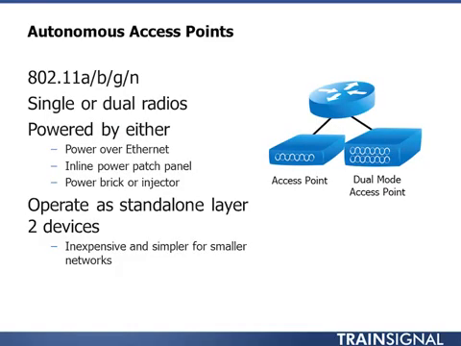Now, if we look at the basic architecture of an autonomous mode access point, depending on the model that you've acquired, it will support all of the 802.11 radios, A, B, G, and N. It may operate in single or dual mode operations. If it's operating in dual mode, it'll operate both in the 2.4 and the 5 gigahertz band. A single mode may operate in the 2.4 or the 5 gigahertz band.